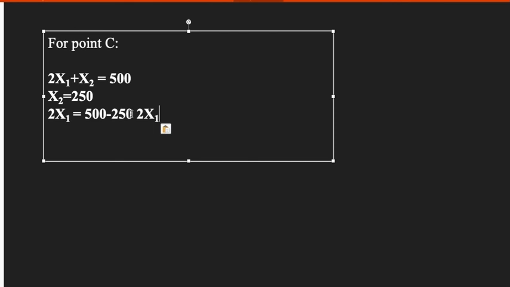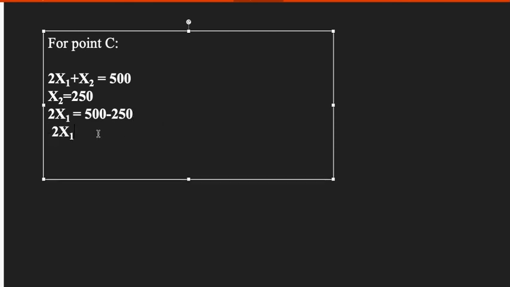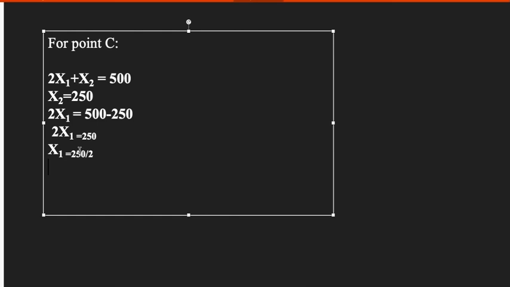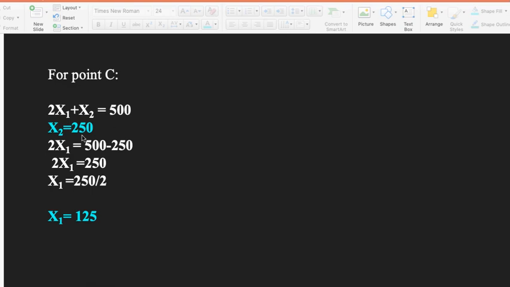So 2x1 is equal to how much? It will be 500 minus 250, which is 250, right? Then x1 will be how much? x1 will be 250 divided by 2, and hence x1 will be 125, right? Now here we got x1 125 and x2 250, and hence we are going to find the max z value at point C.